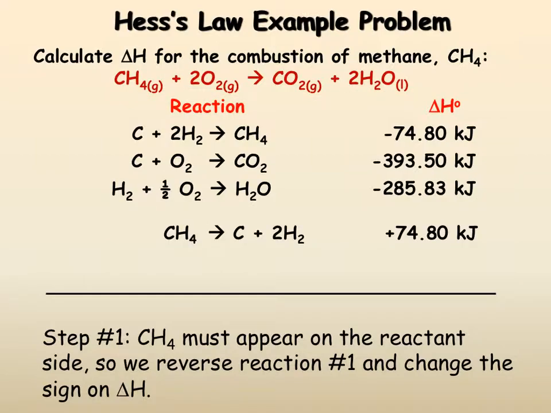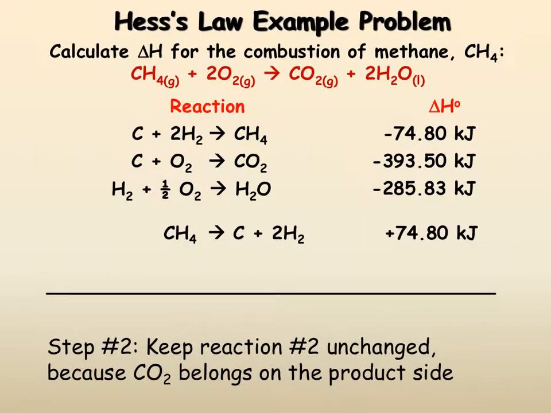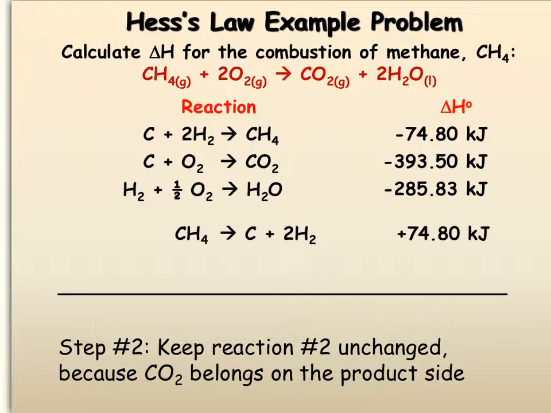Like that. Okay, so step 2, the next reaction, if you set it up the way it is, that's going to put carbon dioxide where we want it to be on the product side. Plus, it's also going to help us a little bit. It's going to put oxygen on the reactant side, and it's going to cancel out our carbon that isn't in the final reaction. So we'd actually just leave the second one alone. Okay, so you can just copy it over and keep your negative 393.50.